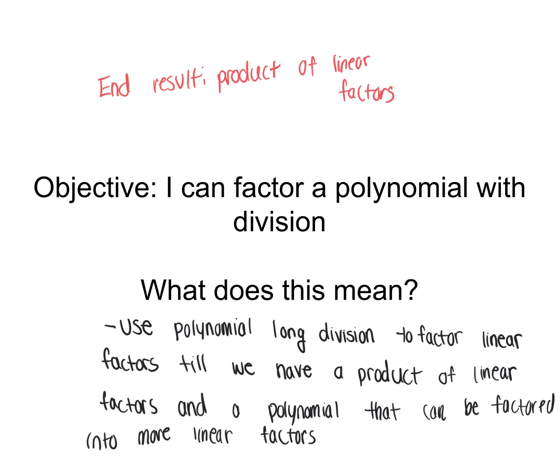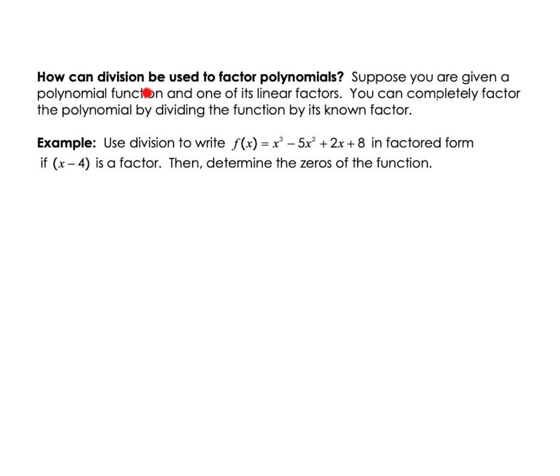So let's practice. It says, how can division be used to factor polynomials? Suppose you're given a polynomial function and one of its linear factors. You can completely factor the polynomial by dividing the function by its known factor. So in this case, we have to use division to write f of x equals x cubed minus 5x squared plus 2x plus 8 in factored form if x minus 4 is a factor. Then determine the zeros of the function. So we know x minus 4 is a factor. So right away, x equals 4 is a zero, just to go over that. I don't know why that's not more emphasized in the question, but that's okay.